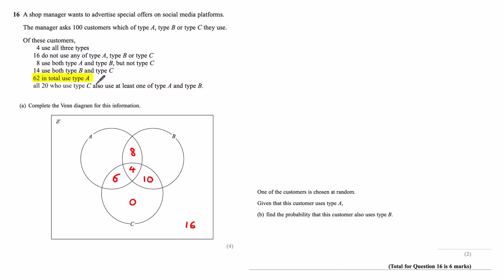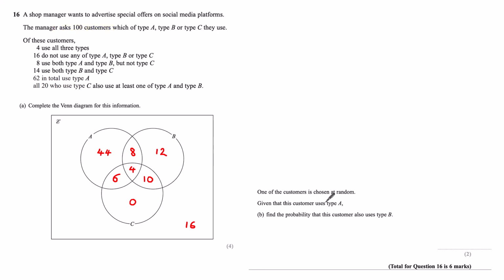Now we can go back to our second to last point, 62 in total use type A. So 62 subtracting the 8, 4 and 6 leaves us with 44. Now we've used all the points and we might think we're done, but we are missing a value in B here. So what do we know? Well, the manager asks 100 customers. So all of these numbers added together should equal 100. So you can grab your calculator, 100, subtract each of these numbers, and you get a value of 12.